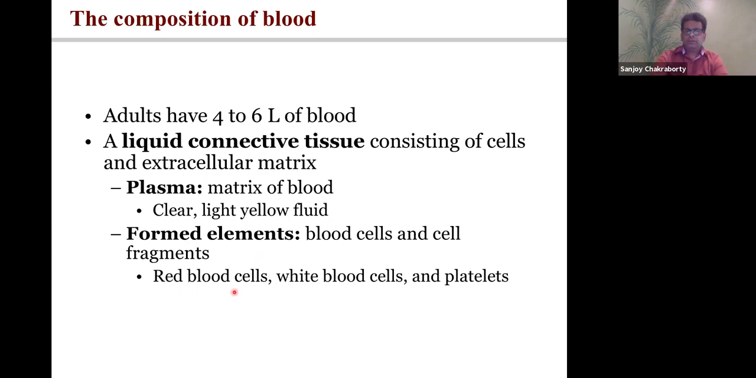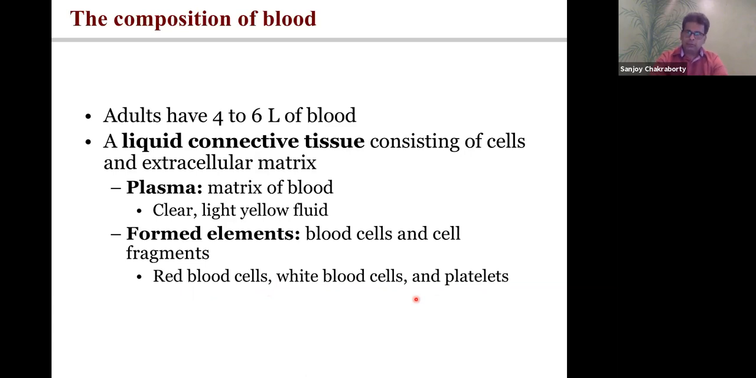They are called red blood cells or erythrocytes. You should know both names: red blood cell, RBC, or erythrocyte. Erythro means red, cyte means cell. Erythrocyte, red cell. White blood cell, leukocyte, same thing. Leuko means white. And platelets, thrombocytes. So these are the cells in the body.